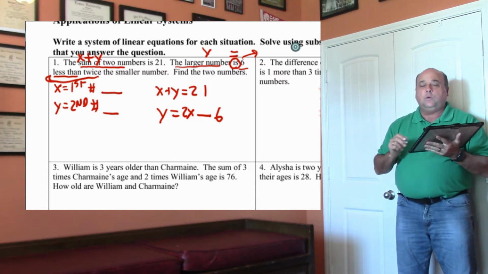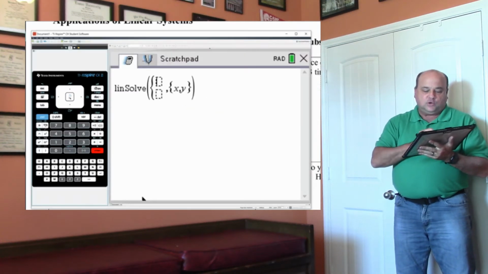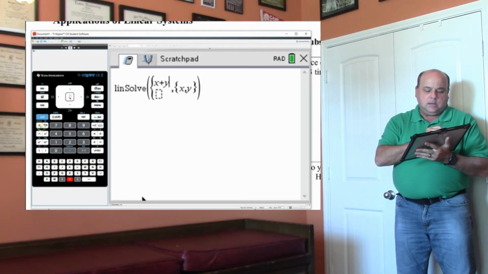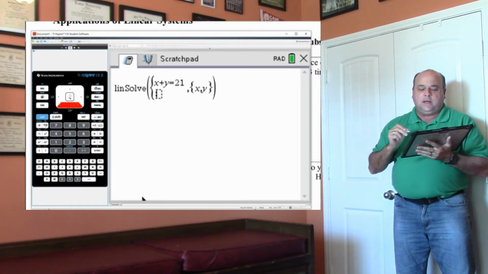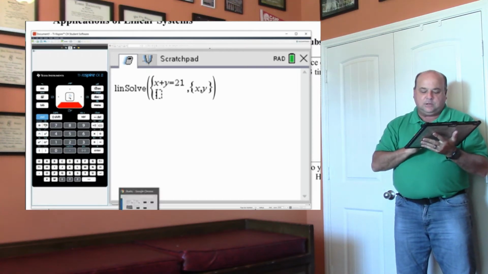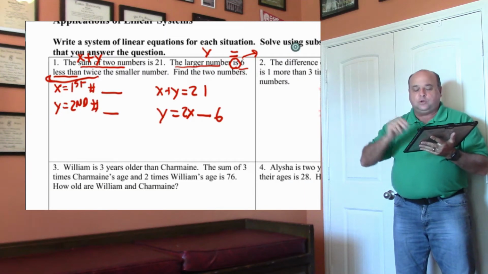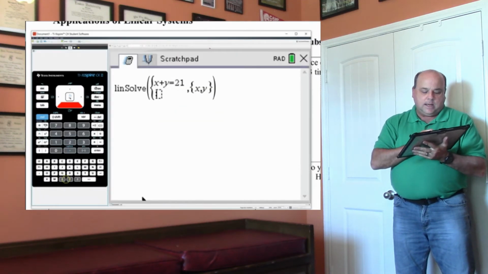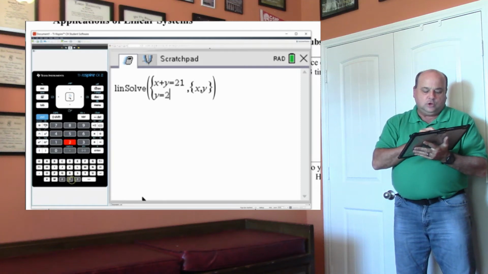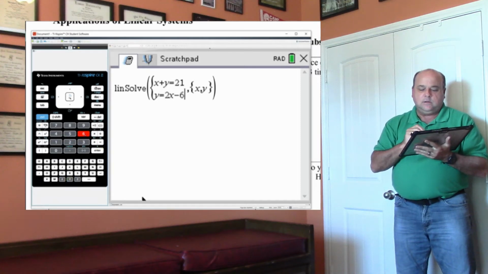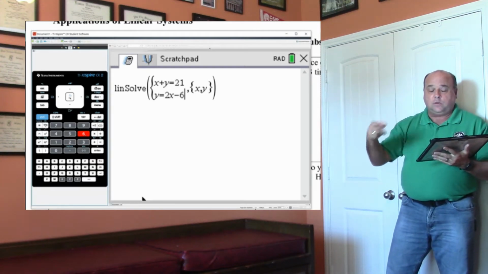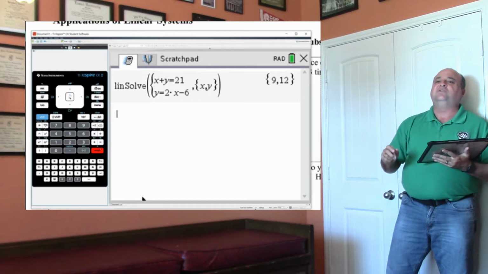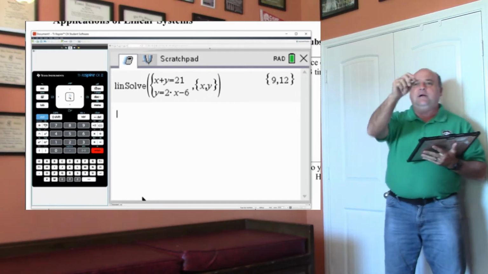The first equation will be x plus y equals 21, so I'm going to type in x plus y equals 21. Then to get to the second equation, I'm going to hit the down button and type in the next equation: y equals 2x minus 6. I have my second equation. Make sure they are correct. Those two equations are correct. Hit enter and shazam, I have my two numbers.